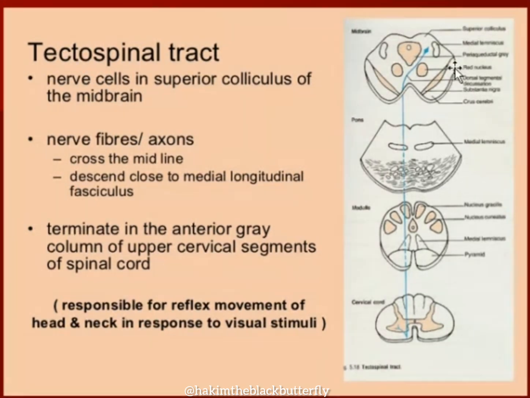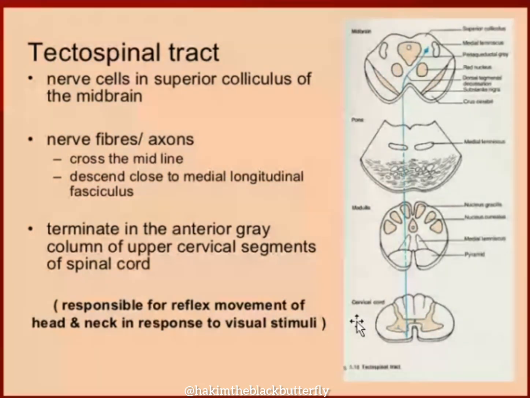So the upper motor neurons originate from the midbrain. They cross to the opposite side, and then they move down as the tectospinal tract until they reach the spinal cord. I repeat, they originate from the midbrain, that part of the midbrain known as the tectum, cross to the opposite side, and they are going to descend as the tectospinal tract to the spinal cord, where they are going to synapse with the lower motor neurons, which will go to supply the muscles, especially of the head and the neck.